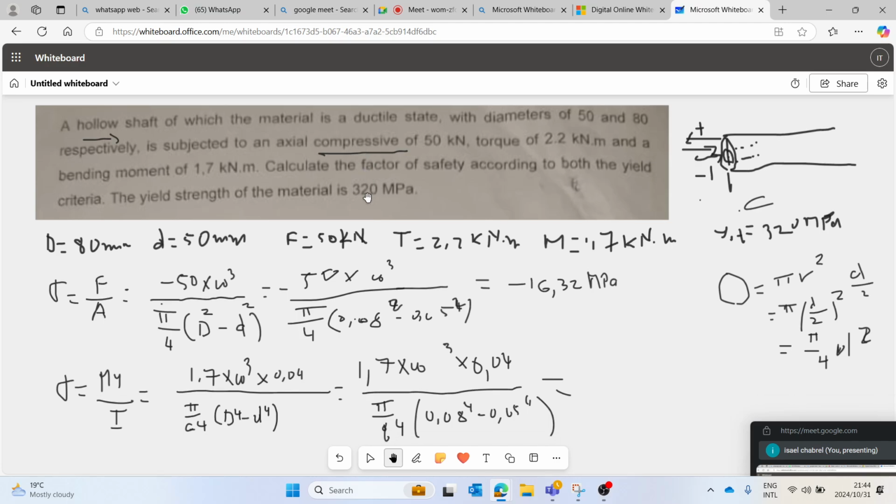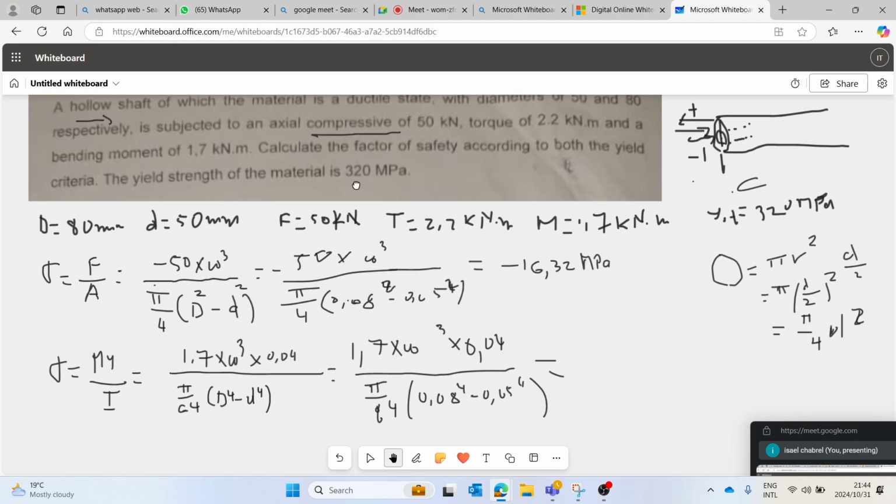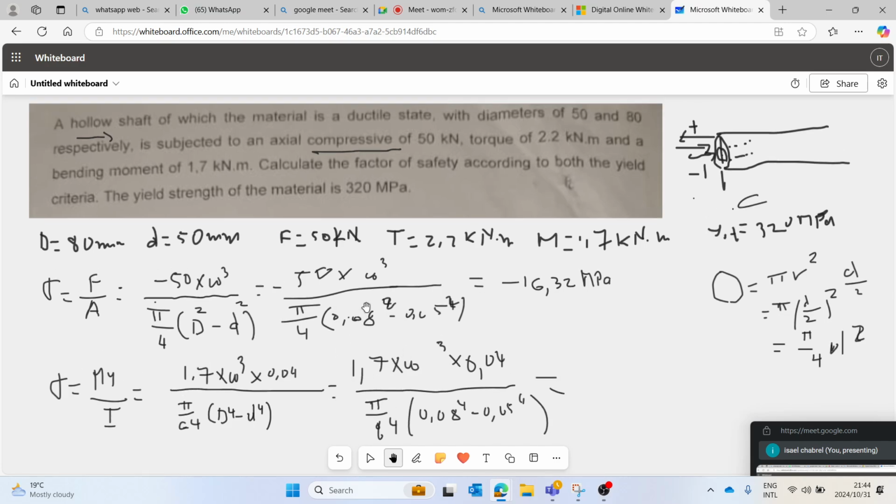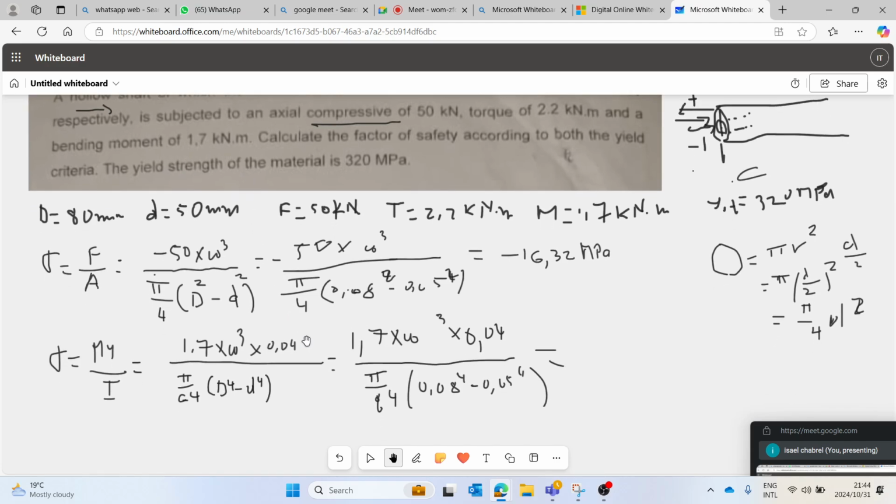I want to answer you. Yes, I understand that when we have a compressive force, it is negative. Compressive means going towards the object. That's why it's negative. Now I want to understand why the bending moment is positive. No, the bending moment will be negative as well.